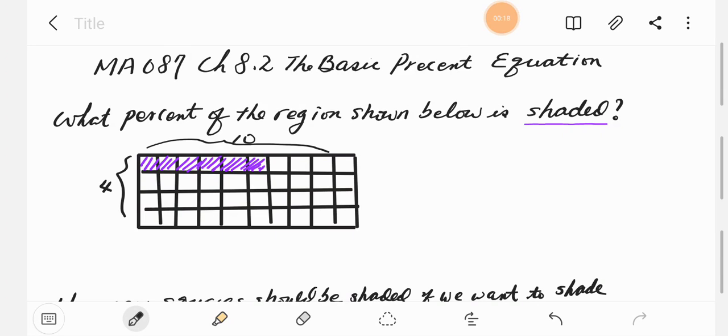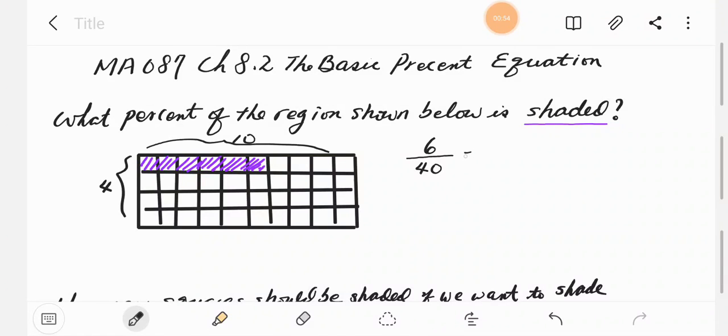For example, what percent of the region below is shaded? The shaded squares are 1, 2, 3, 4, 5, 6. There are 6 shaded squares, and the total number of squares is 4 times 10, which is 40. So among these 40 squares, 6 are shaded. So 6 over 40 is the fraction of squares shaded.